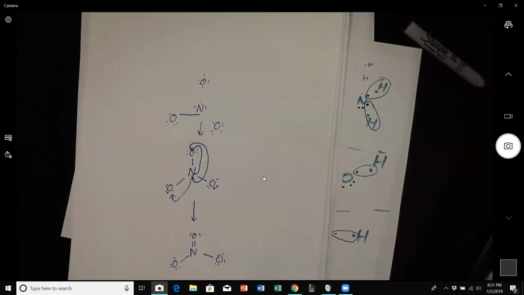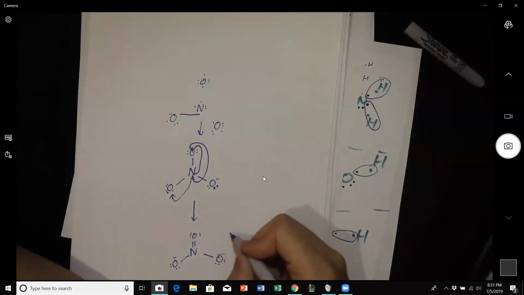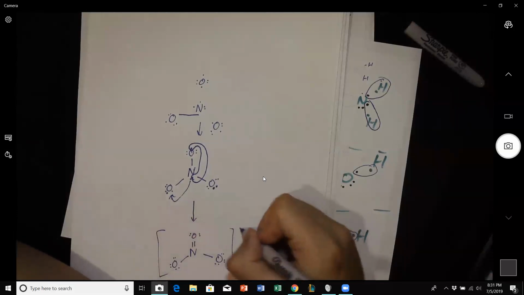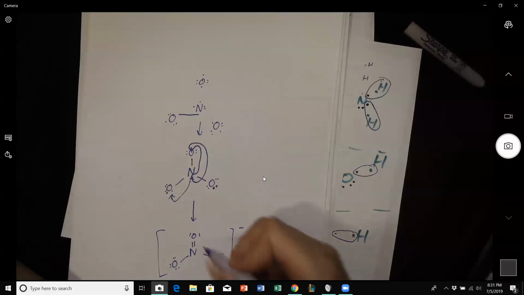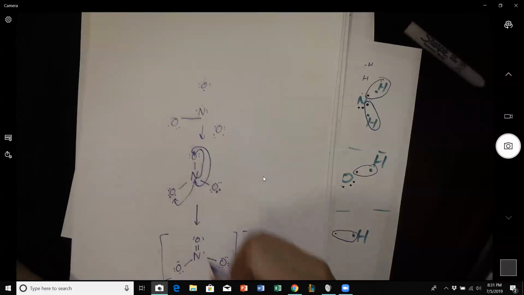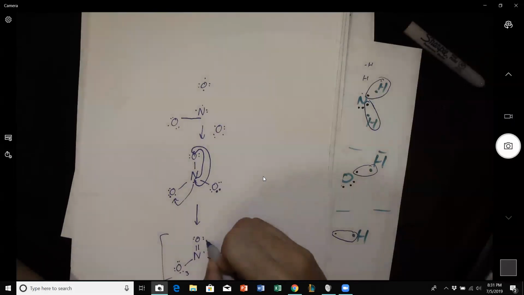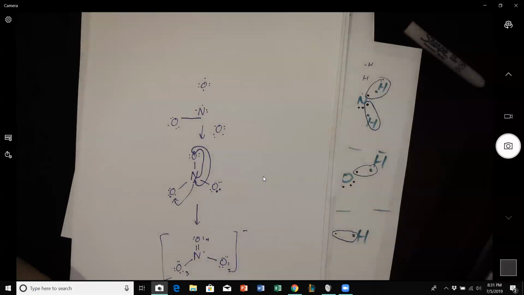Okay, so now we need to determine formal charges. Now we have this, and it's minus. Can someone tell me the formal charges? I'll label these 1, 2, 3, 4. Can someone tell me the charge on atom 1? The nitrogen atom, what's the formal charge of the nitrogen atom?